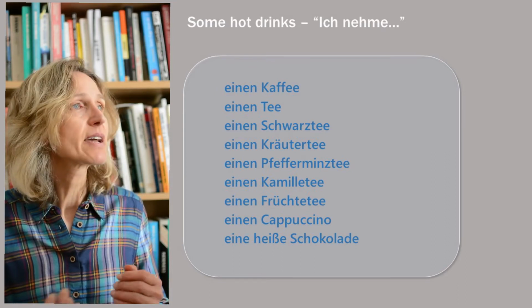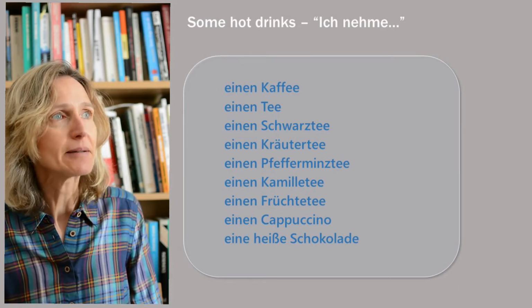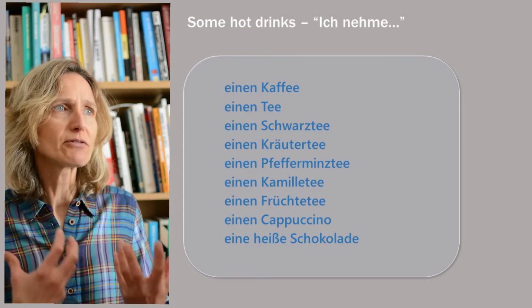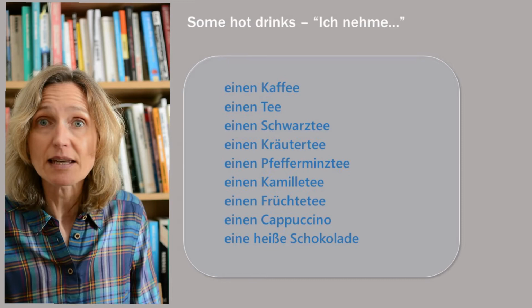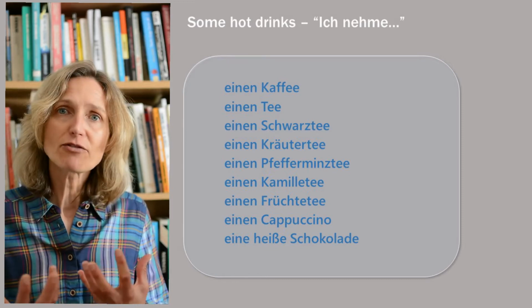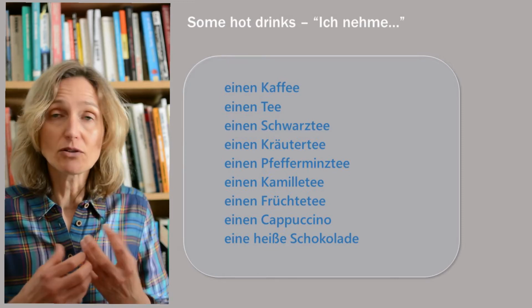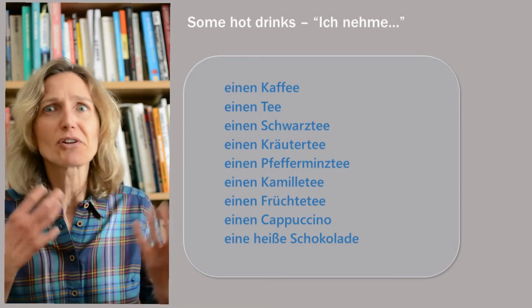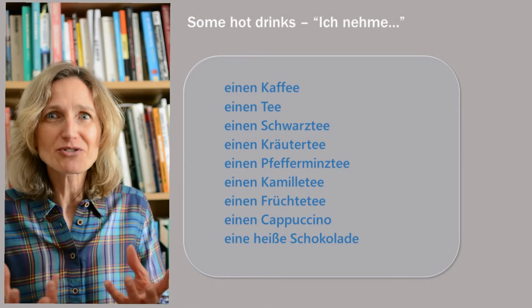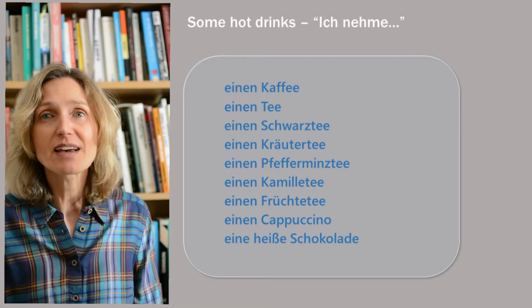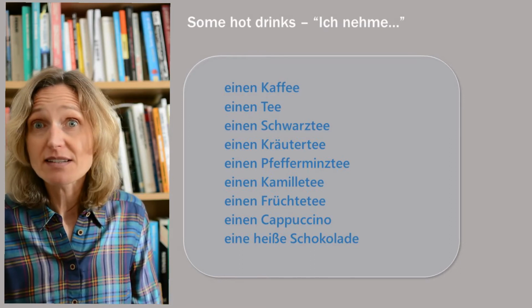You might want to say, ich nehme einen Tee. If you want a regular tea, you can just say, ich nehme einen Schwarztee. So in Germany, for example, you'll find a lot of different teas, a lot of herbal teas, a lot of fruit teas, etc. So if you just want your standard tea, you would just say, ich nehme einen Schwarztee, bitte.